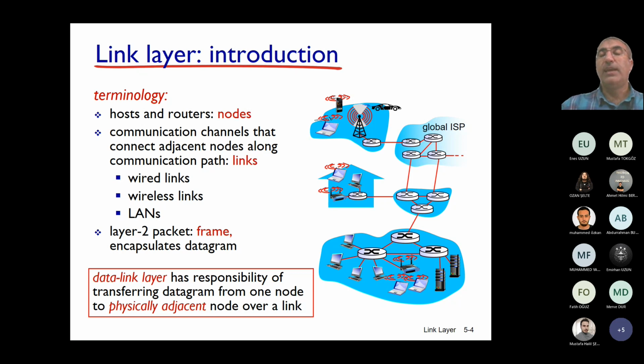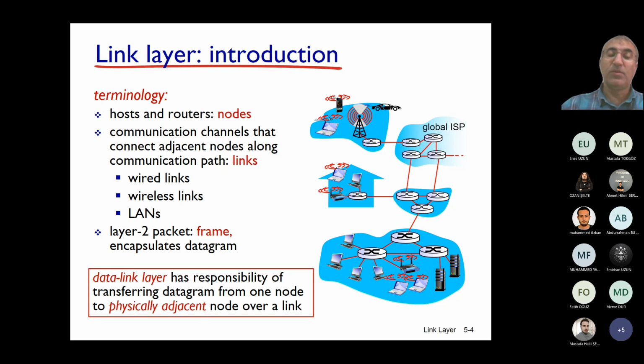At each layer, we have a different type of packet. At this layer, we call this packet a frame. At the network layer, if you remember, we have the datagram. So when we push this datagram down to the link layer, we need to encapsulate it. We encapsulate the datagram and add the preamble or header, and then we call this a frame. So at the link layer, the network packet is called a frame.